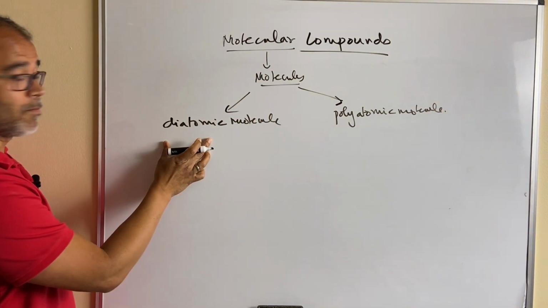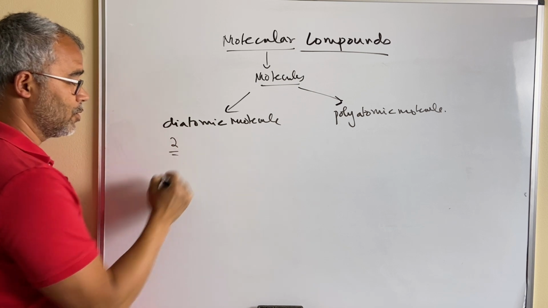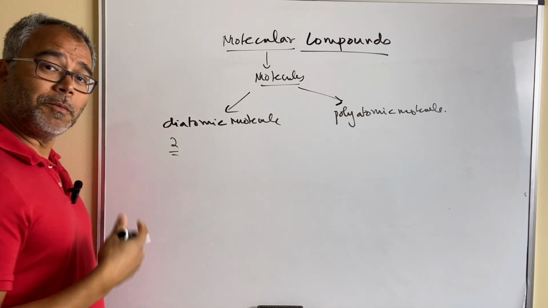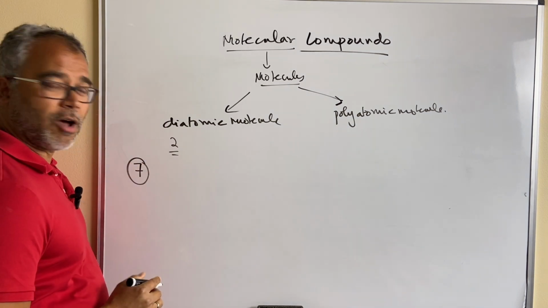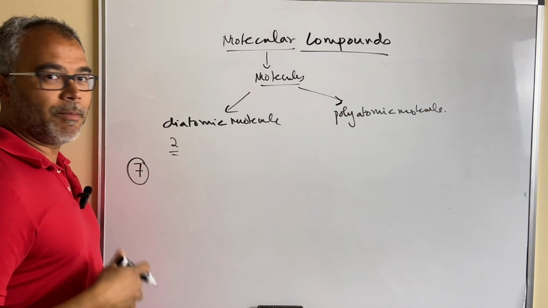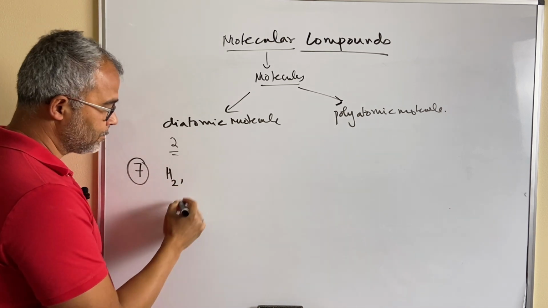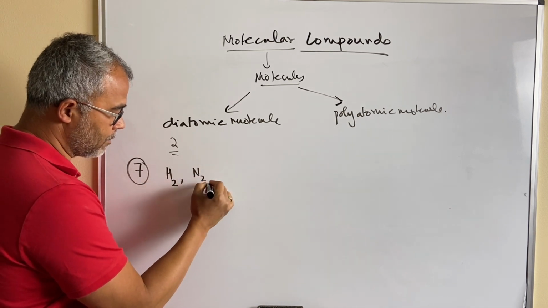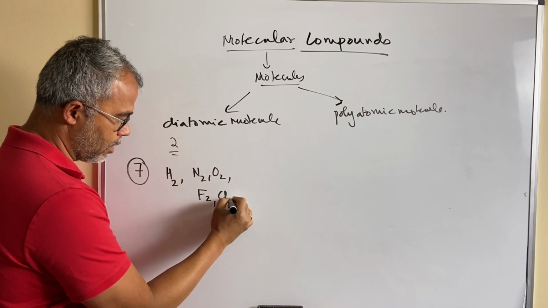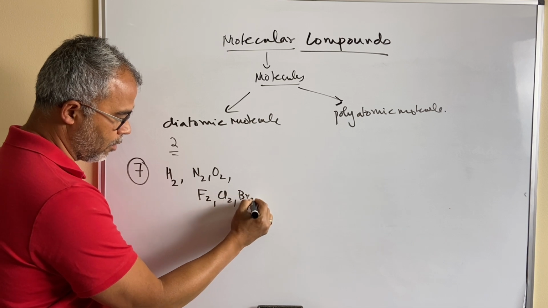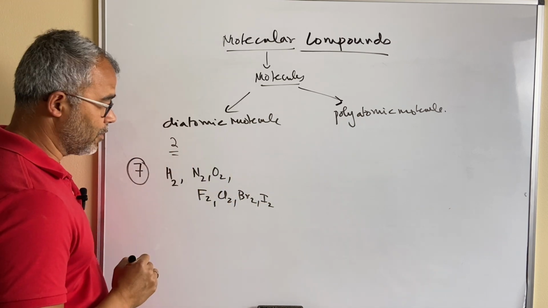So within diatomic molecules, the term "di" tells you there are two atoms in the molecule. Both could be the same atom. There are actually 7 diatomic molecules that are made up of the same type of atom in the periodic table. They're hydrogen, nitrogen, oxygen, fluorine, chlorine, bromine, and iodine. So those are the 7 from the periodic table.